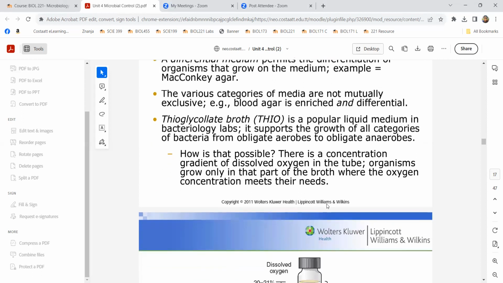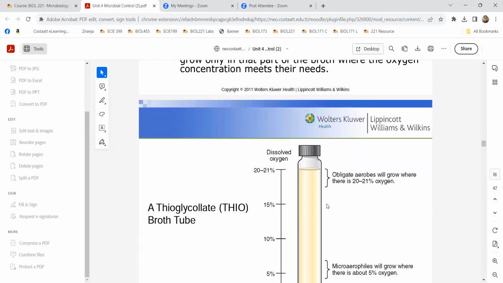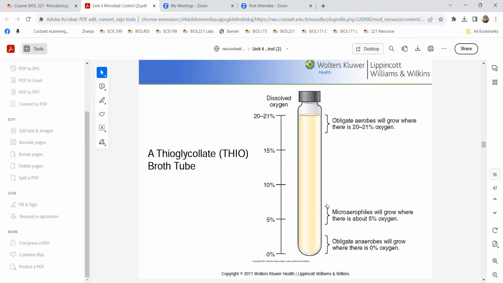Thioglycolate broth is a popular liquid medium that supports growth of all categories of bacteria based on the environment that they need. So if you look at this tube here, this is what a thioglycolate broth tube looks like. It's a tube, cylindrical in shape. And what happens is the broth, called thioglycolate broth, settles in such a way that at each height, you have different concentrations of oxygen present. So at the lowest part of the cylinder, you have 0% oxygen. At the highest part, you have about 20% dissolved oxygen.